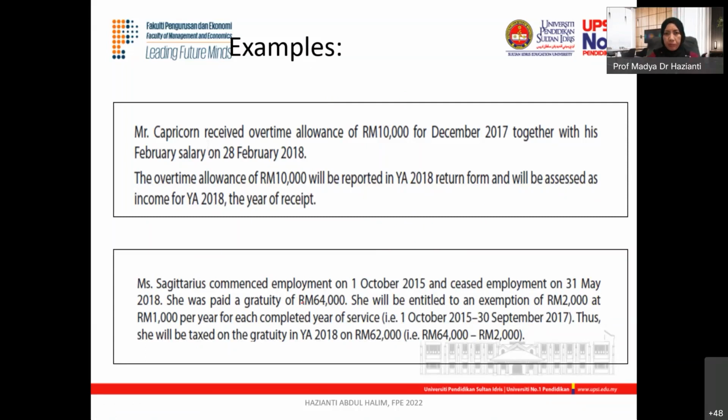Allowance. Overtime allowance, February. Okay, this is like just now. He received overtime allowance for December 2017 together with his salary on 28 February. So this 10,000 will be reported in the year of assessment 2018 return form and will be assessed as income for year of assessment 2018, the year of receipt, even though he received this allowance for 2017. So, like the example I explained just now.